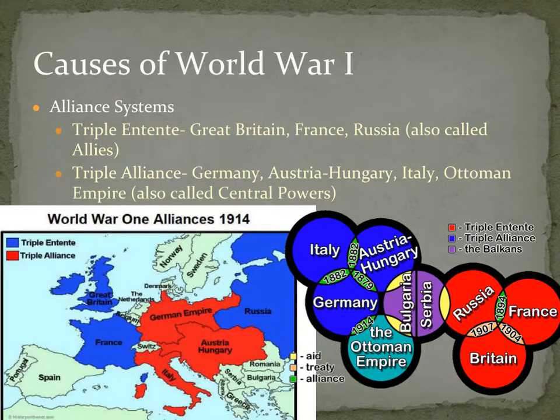The Triple Alliance includes Germany, Austria-Hungary, Italy, and the Ottoman Empire. They're also called the Central Powers. So it's important to know those two alliance systems. If you need to pause the video to finish writing them down, go ahead and do that.